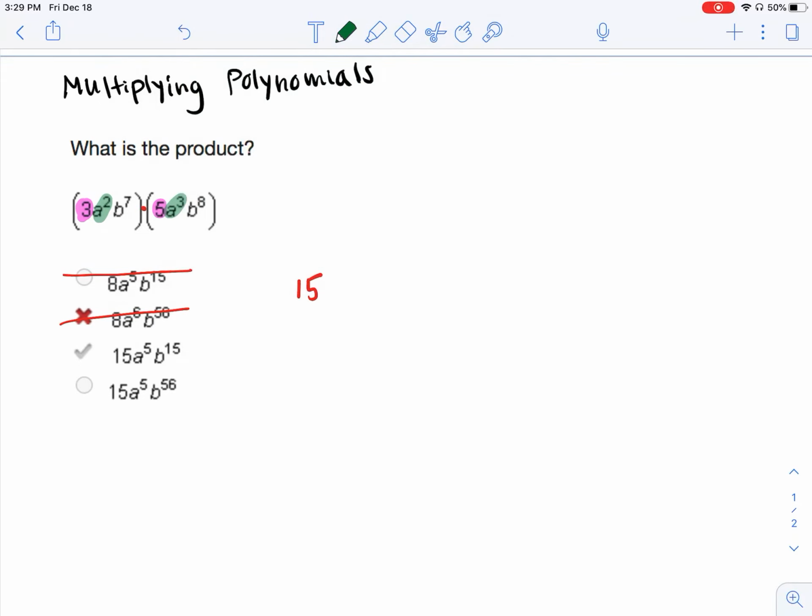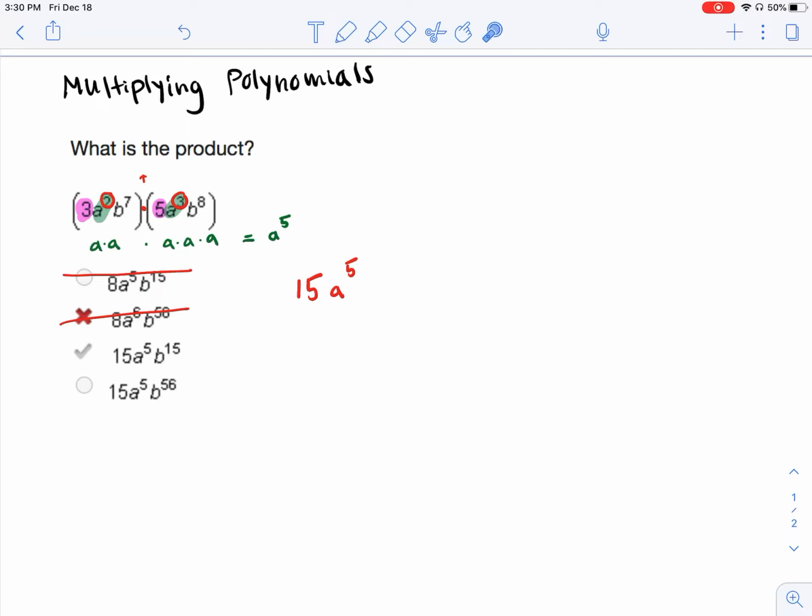If you actually expand it, a squared is a times a, and a cubed is a times a times a. So you'll notice when we multiply all of these together, there's a total of 5. It's a to the 5th power. So there's actually a pattern. If you look at the exponents here, 2 and 3, if you just add the exponents, you get 5. So right here we have a to the 5th power.